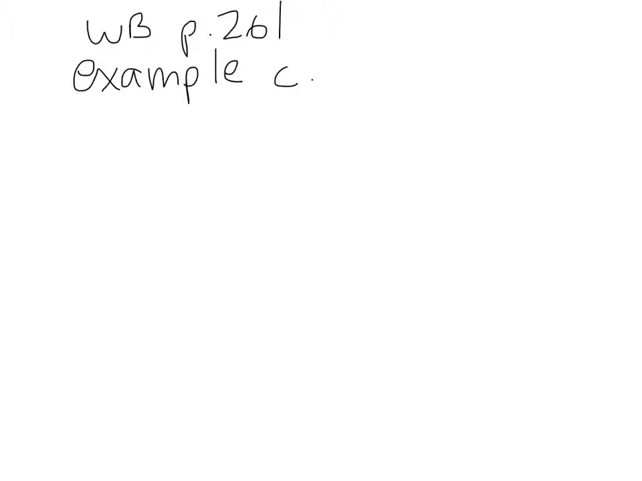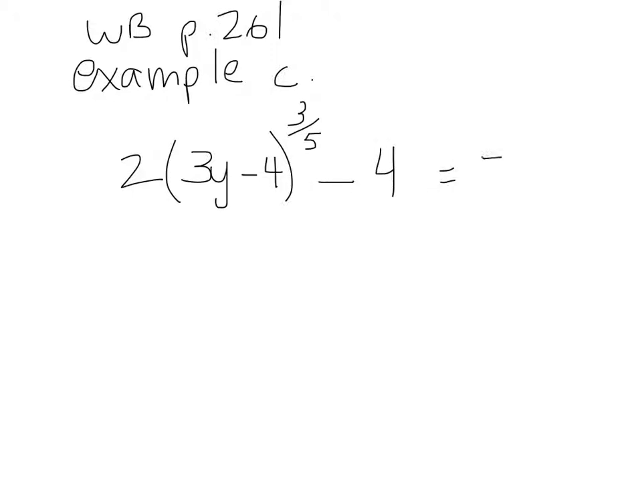So this is an example of two different kinds of equations that we've learned in this unit. This is from the workbook, page 261, and it's example C. The workbook shows it worked out, but I'll work it out for you. This is 3y minus 4 to the 3/5 minus 4 equals 50.